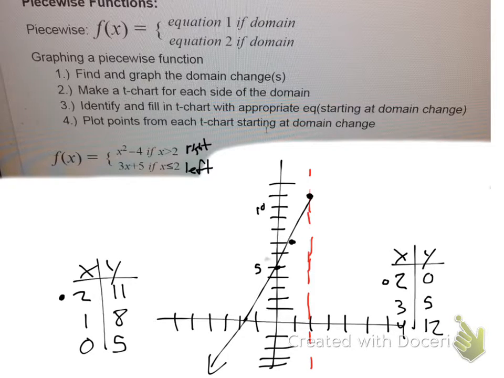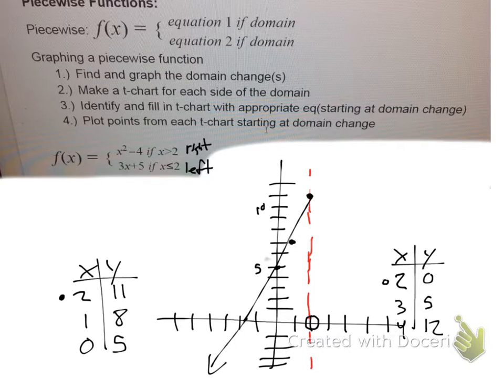Now, the right-hand side. The top equation is x squared minus 4. That's a what? It's a parabola. It's U-shaped. Shouldn't be straight. Okay. 2, 0. Wait a minute. But at 2, 0, the point is open. Because if it was closed, I would have a dot closed above and below, and then would that pass the vertical line test? No. So therefore I can't do that.